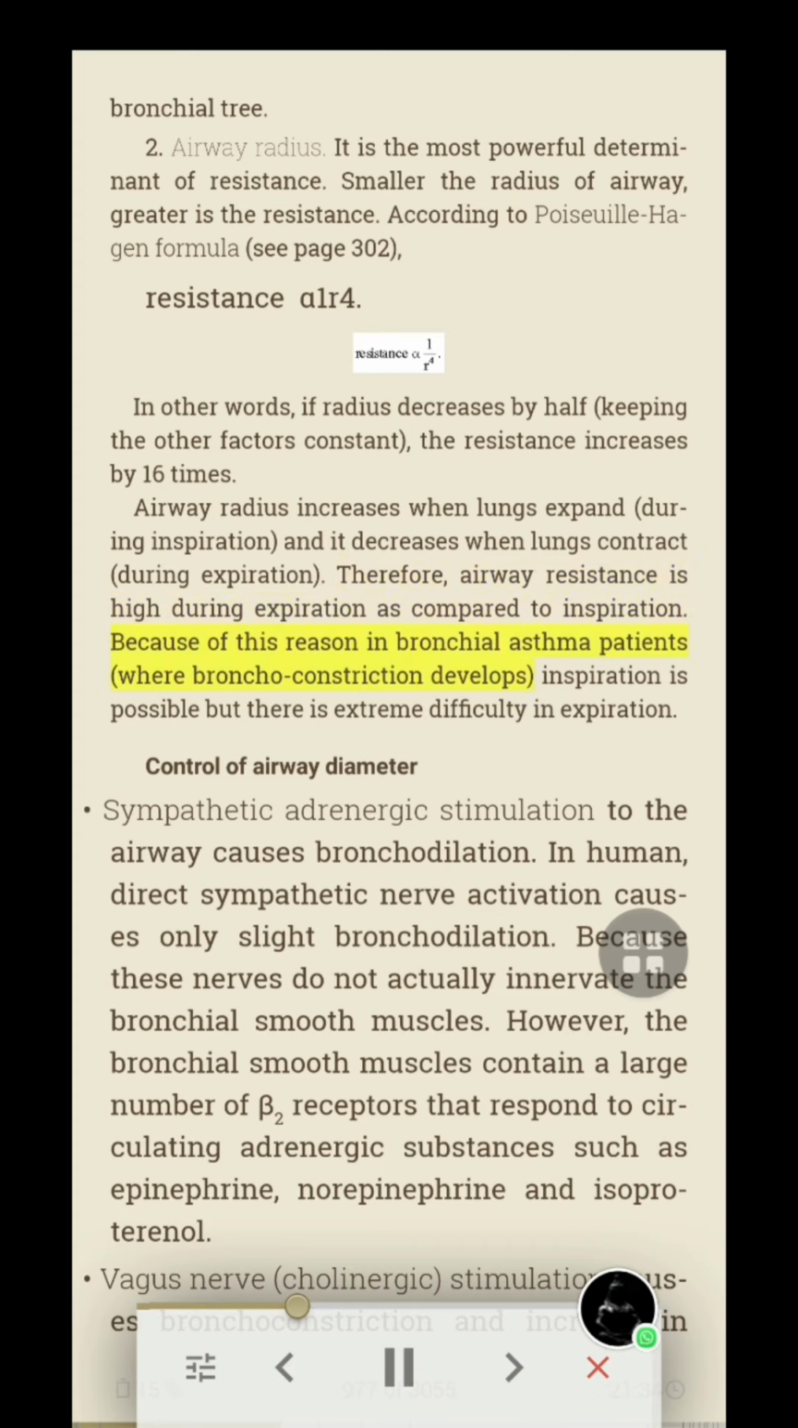Therefore, airway resistance is high during expiration as compared to inspiration. Because of this reason, in bronchial asthma patients where bronchoconstriction develops, inspiration is possible but there is extreme difficulty in expiration. Control of airway diameter.